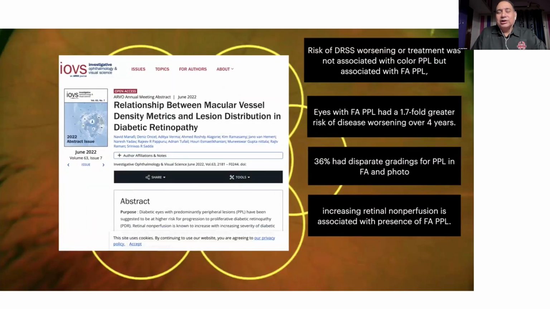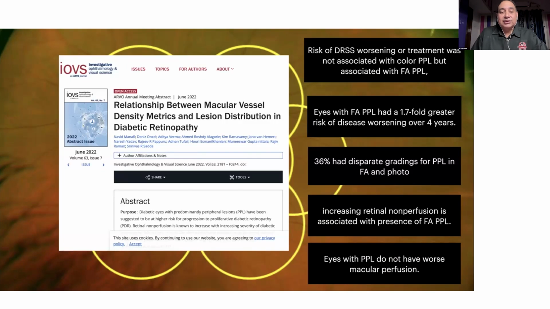Is there any correlation with macular edema? If there is more peripheral non-perfusion, or we have more capillary non-perfusion areas in the periphery, is there any difference in the macular perfusion? With our multicentric study, we showed that eyes with PPL definitely don't have worse macular perfusion. So it is unrelated to macular edema.